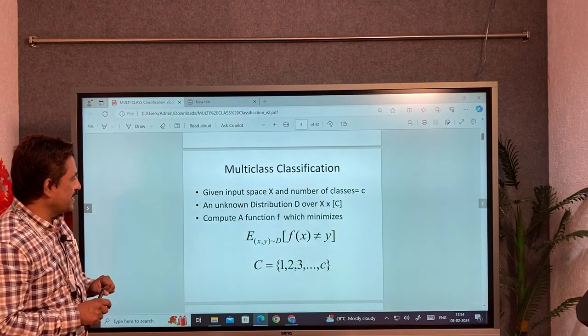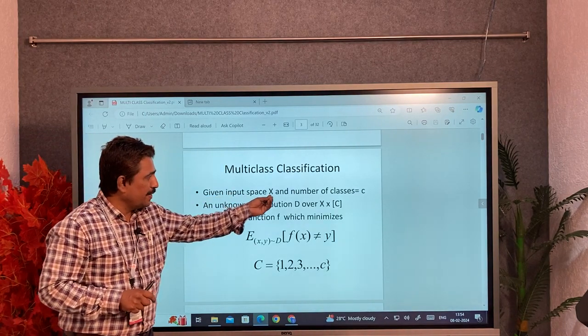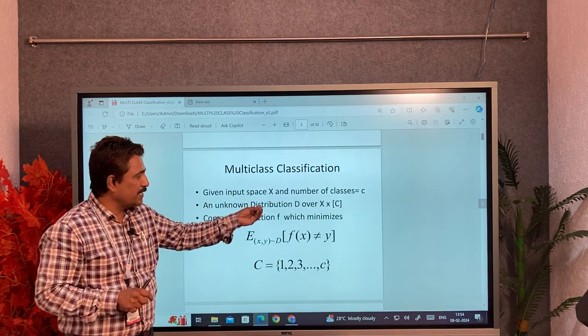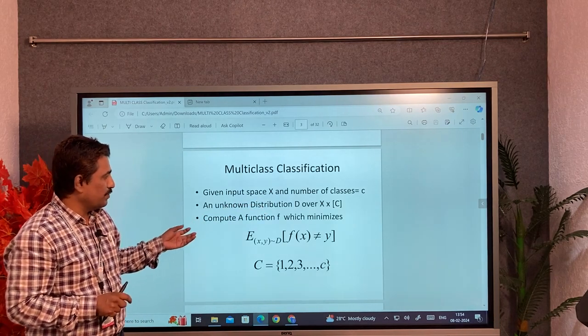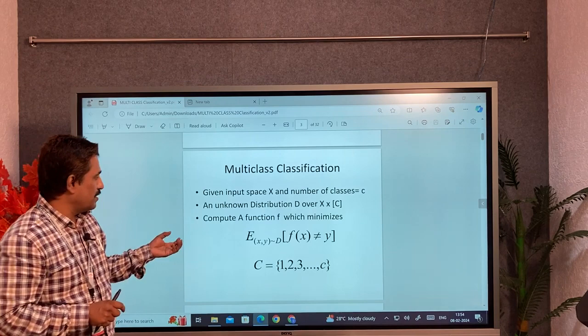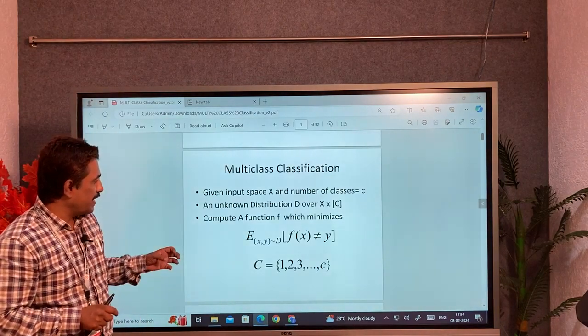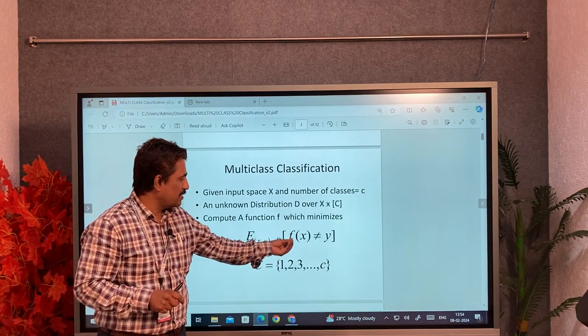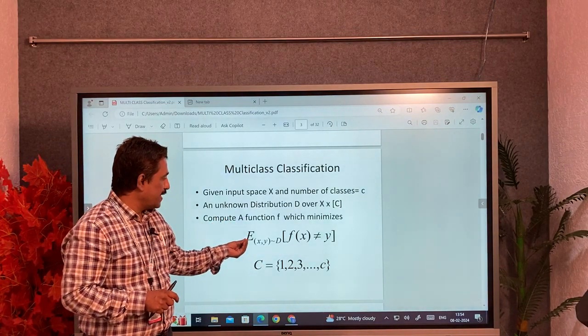So what is our objective actually? We are given the input space x and the number of classes is equal to c. We have an unknown distribution. We don't know what the distribution is. Our objective is to find a hypothesis function f of x which minimizes the expectation of losses.